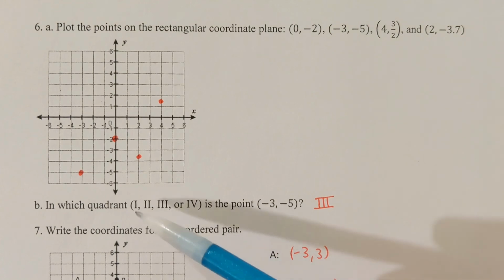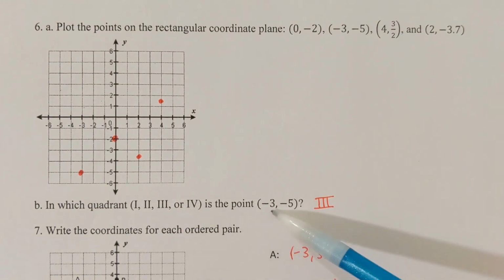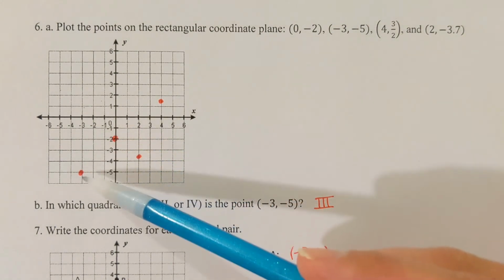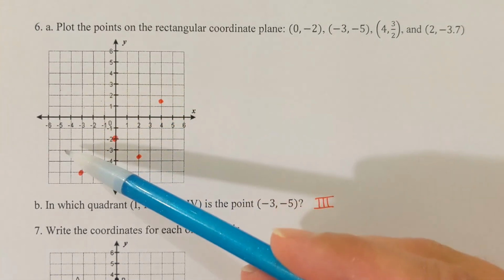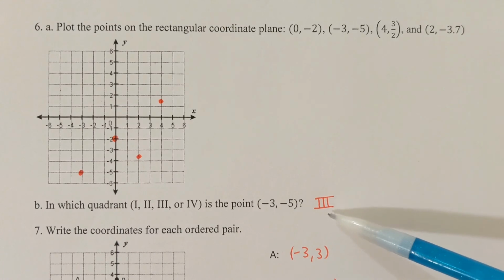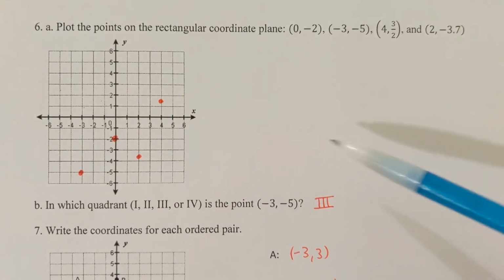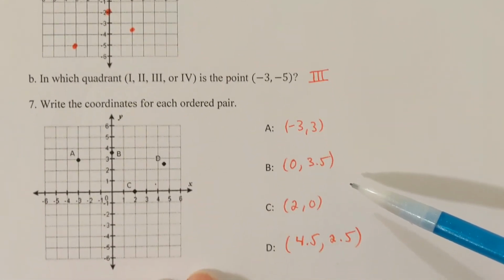Okay, in which quadrant, 1, 2, 3, or 4, is the point -3, -5? Well, that's going to be quadrant 3, right? 1, 2, 3, 4. And it has to go in that order. So quadrant 3 gives me that point.